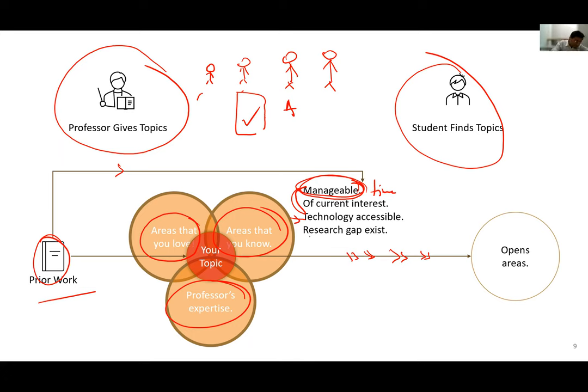And then you must be able to judge whether a research gap exists. Now, what is this research gap? We talked about open problems in the little cartoon that we saw. This is exactly what we mean by research gap. So actually finding the topic, in my opinion, is almost synonymous with finding a good research gap. This is very hard. Your professor can assist you.